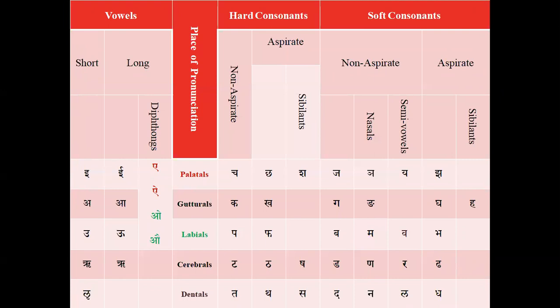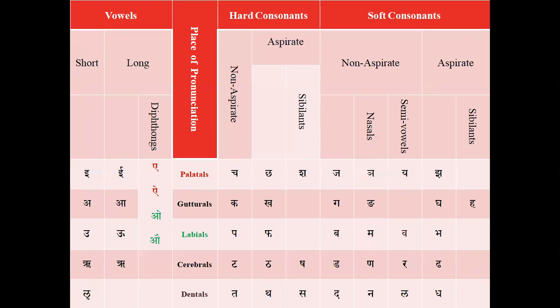So the first letter of all the classes, which is alpaprana, and the second letter of all the classes, which is mahaprana, both come under hard consonants. This is about the class consonants. And the sibilants sha, sha, sa, all the three are mahaprana as well as hard consonants. So this is about the hard consonants.